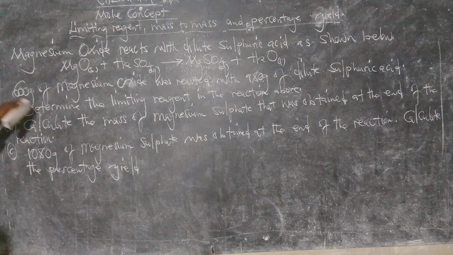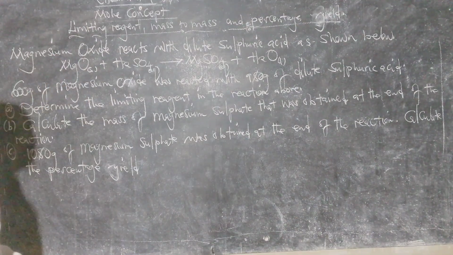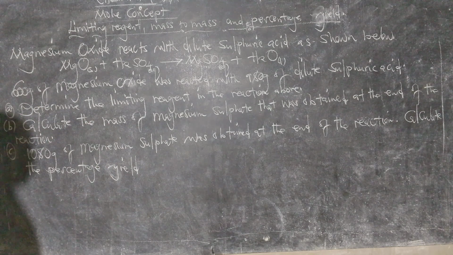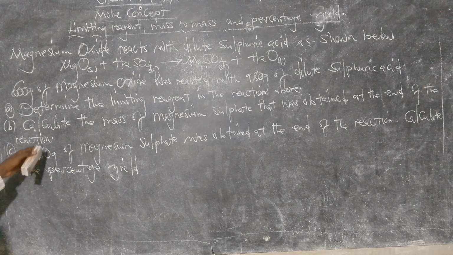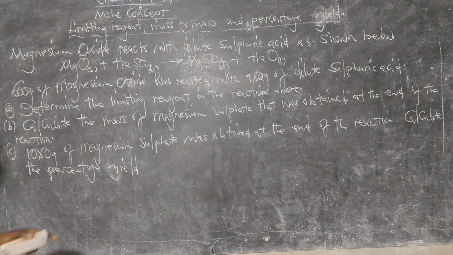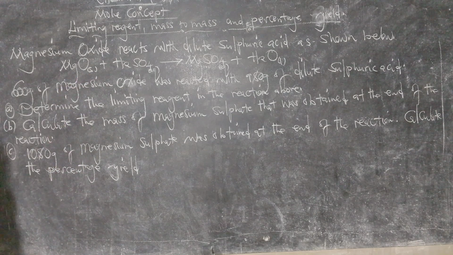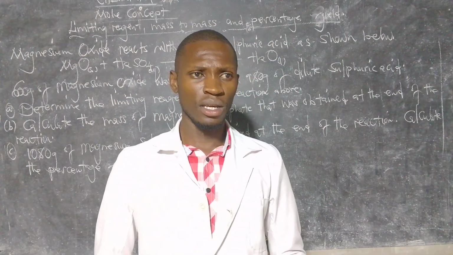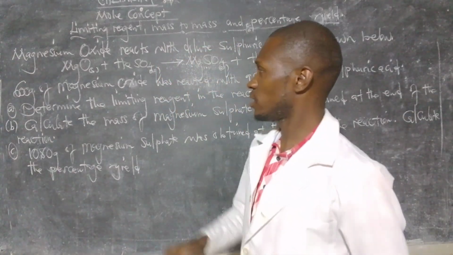The questions are: A, determine the limiting reagent in the reaction above. Then B, calculate the mass of magnesium sulfate that was obtained at the end of the reaction. Then C, if 1080 grams of magnesium sulfate was obtained at the end of the reaction, calculate the percentage yield. So this is the question which will help us understand mass to mass, percentage yield, and limiting reagent. We'll start with limiting reagent.